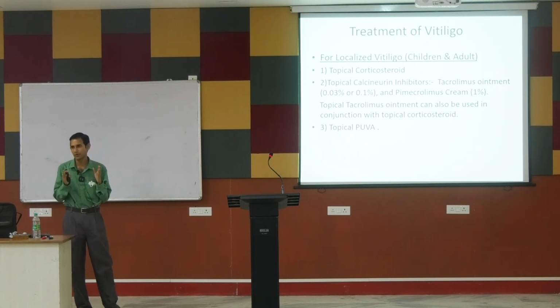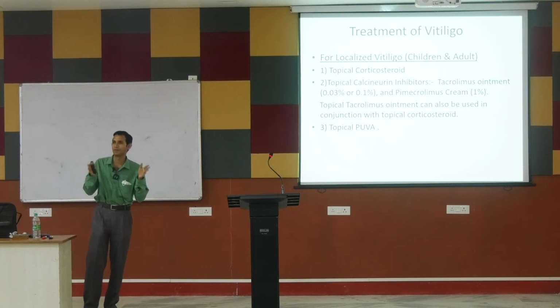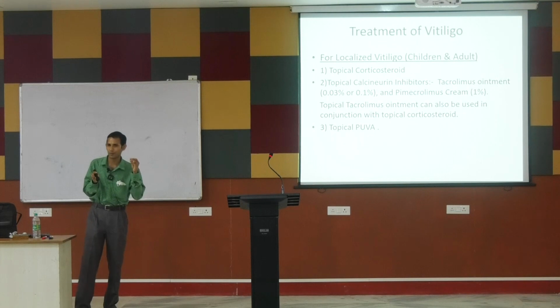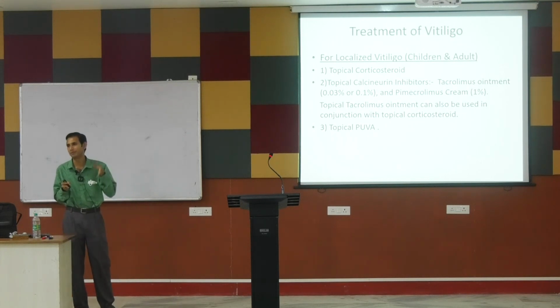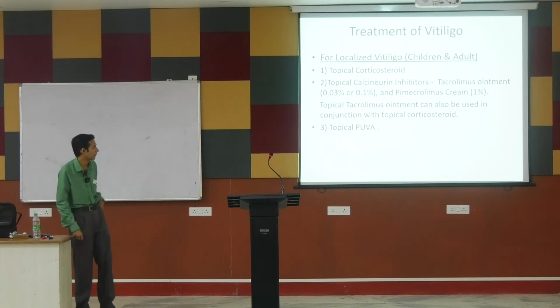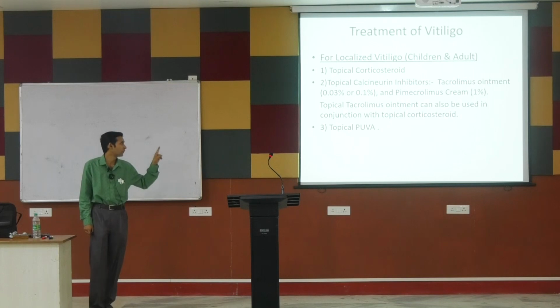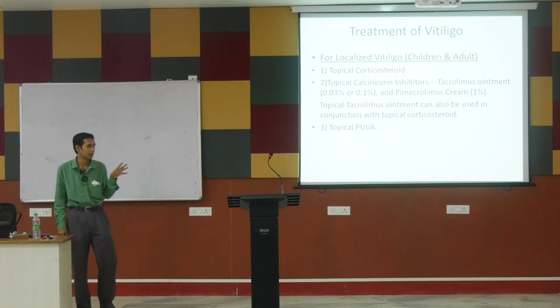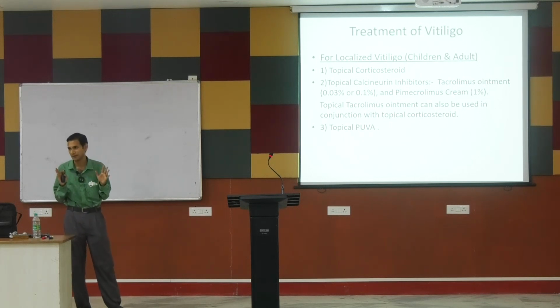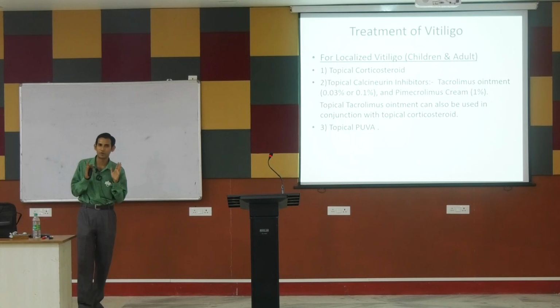The main aim of the treatment is to prevent the spread of the disease, and also repigmentation in the depigmented skin. First of all, for localized vitiligo in children and adults. Localized vitiligo means it affects less than 10 or less than 20% of the body surface area; then you can call it the localized type of vitiligo.